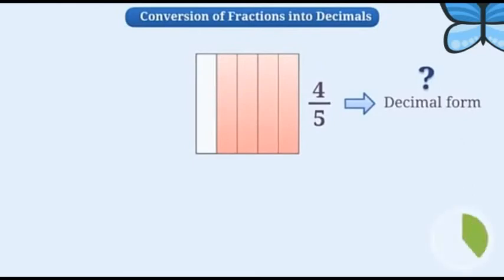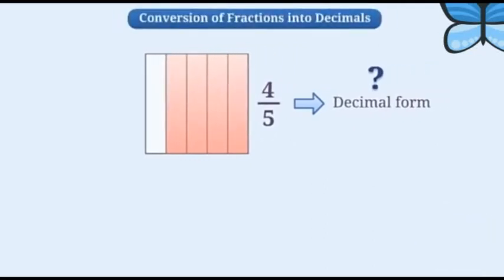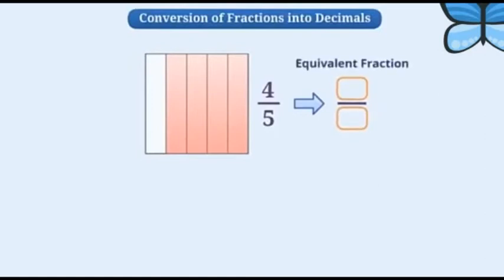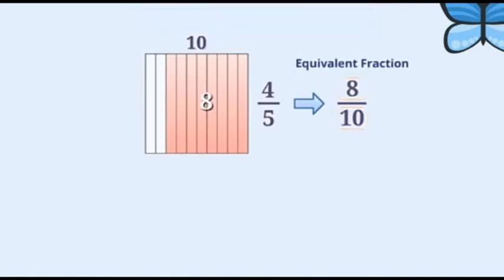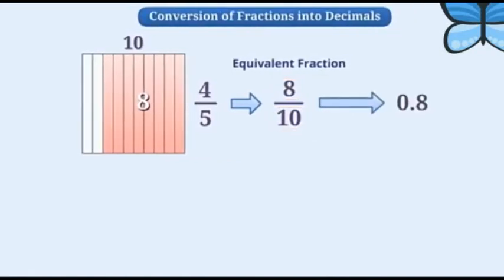Convert 4 by 5 into decimal form. How to find the answer? Think. Let me tell you. To represent any fraction in decimal form, we need to find its equivalent fraction whose denominator must be a number like 10, 100, 1000, etc. To find the equivalent fraction of 4 by 5, we will divide each part of the square into 2 equal parts. Thus, we will get a total of 10 equal parts. Now, 8 of these parts are shaded. So, we can say that the equivalent fraction of 4 by 5 is 8 by 10. We will represent the same in decimal form as 0.8.